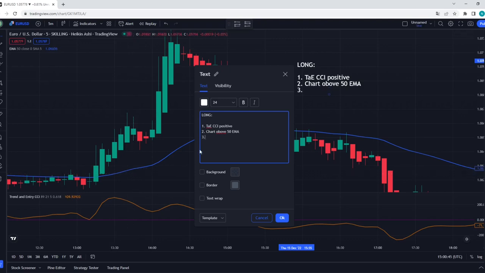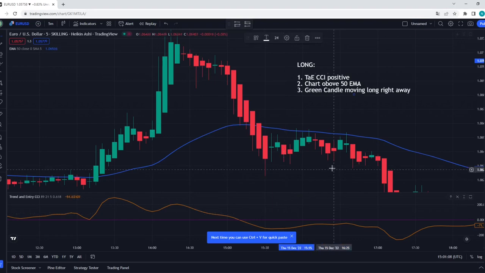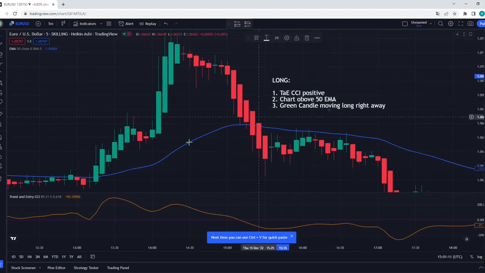And third, you want a green candle, obviously, but you don't want it to move a little bit against you at the beginning. So you want a candle moving long right away. So I write down now moving long right away. So these are the conditions for a long trade. So let's do an example.